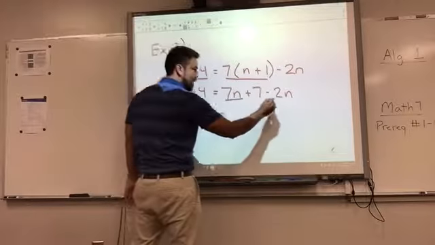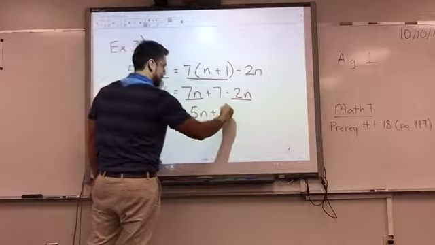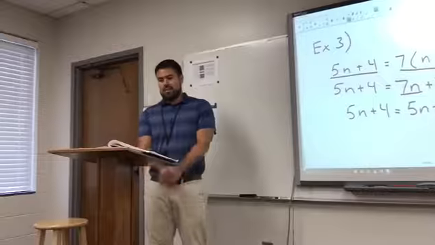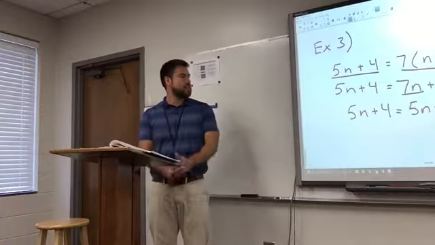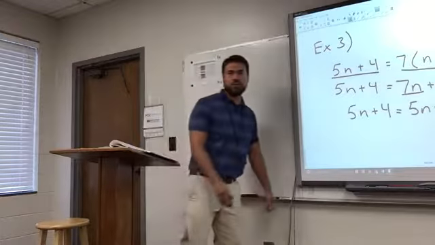What's 7n minus 2n? Aren't those like terms? 5n plus 7. All right. Is it simplified now? Good. We simplified it. Now we got to get that variable to one side or the other. So what do you want to do?